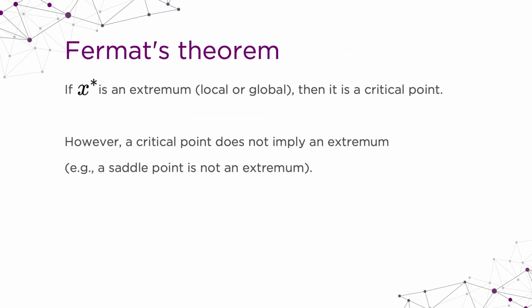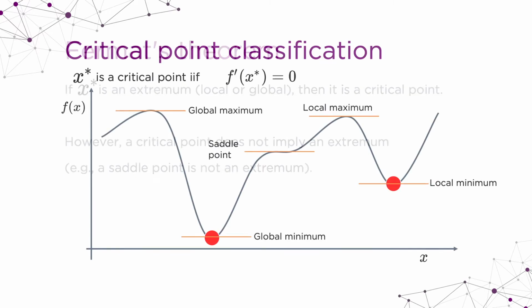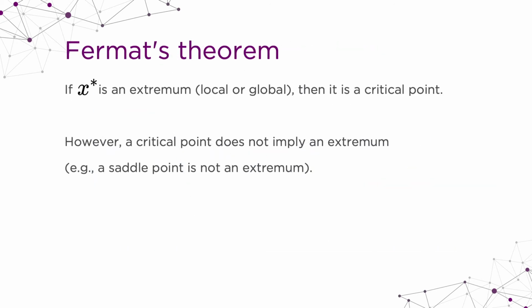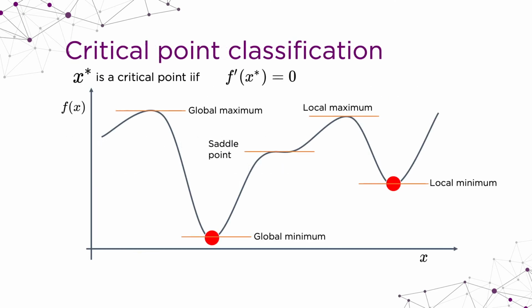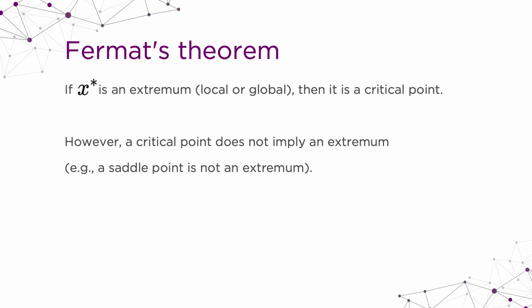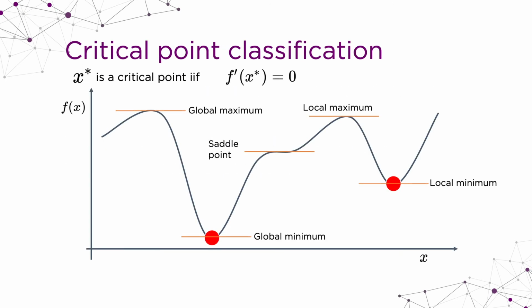Okay, so we have an old theorem saying that if we have an extremum, then it is a critical point. So for any maximum or minimum, the derivative will be equal to 0. So this is good. I can characterize minimum and maximum with this property. But if I have a derivative equal to 0, then I cannot conclude for sure that I have a global or a local minimum. It can be a saddle point here.